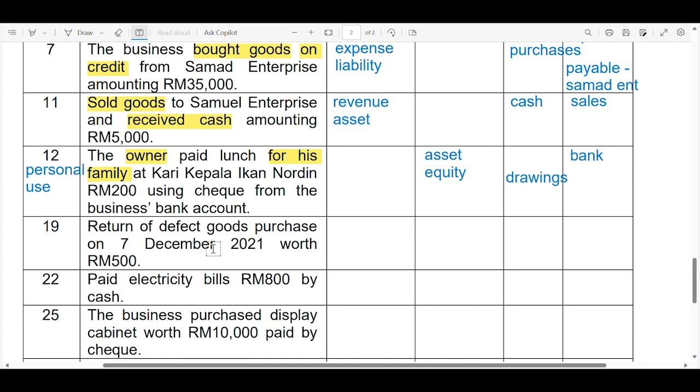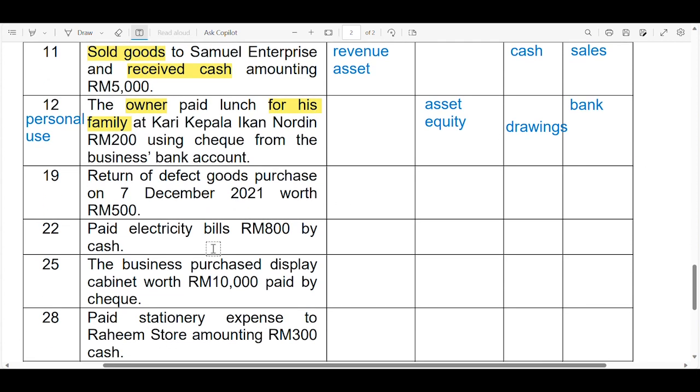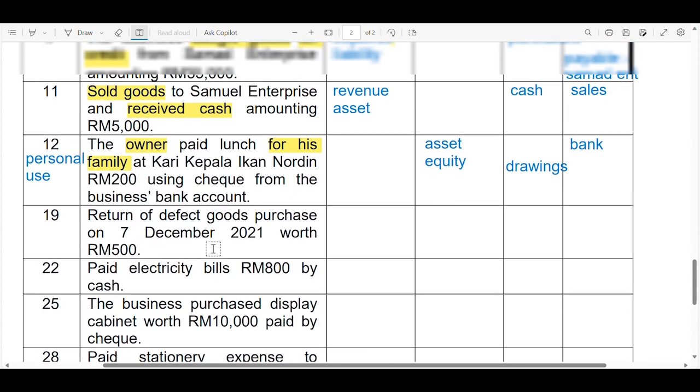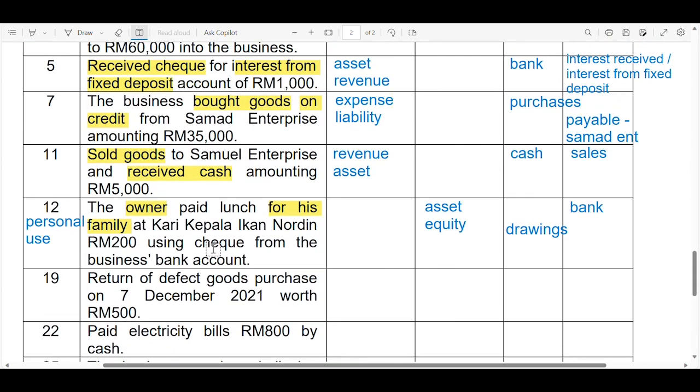Right, on 19. Return of defect goods purchased on 7 December 2021 worth 500. So let's look again at the transaction on 7 December 2021. The business bought goods on credit from Samad Enterprise amounting 35,000. And then on 19, the business returned the defect goods purchased worth 500. So what we are going to do now is reverse the previous transaction. When the business bought goods, it resulted in increase in expense, increase in liability.